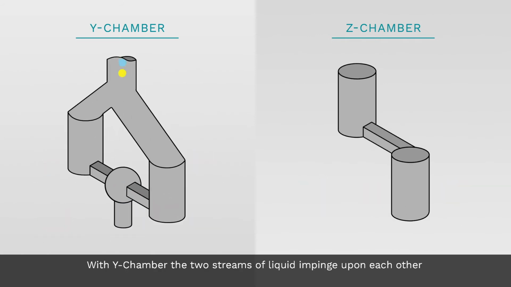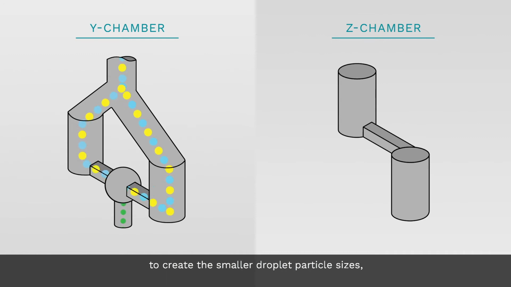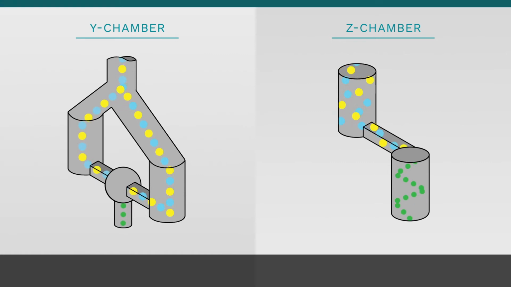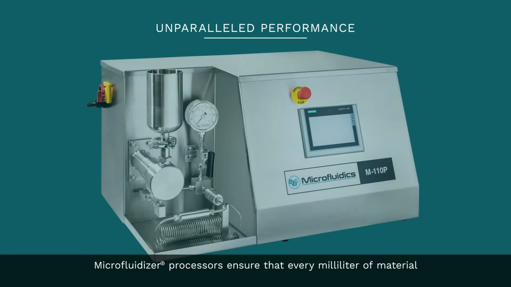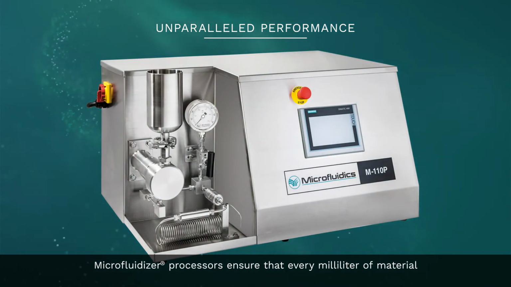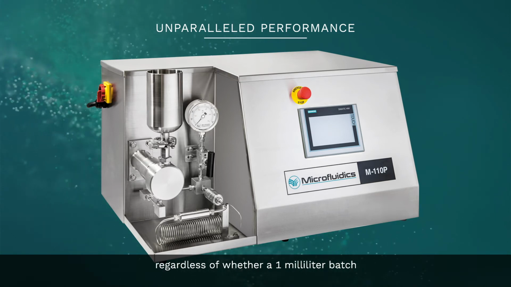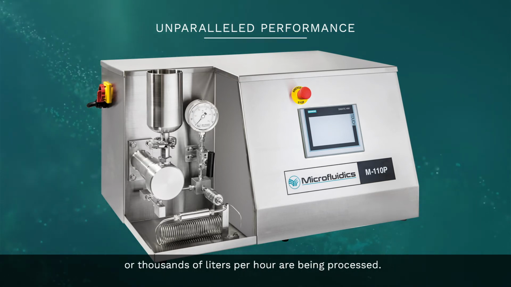With the Y chamber, the two streams of liquid impinge upon each other to create the smaller droplet particle sizes, whereas with the Z chamber, the impact is up against the wall. Microfluidizer processors ensure that every milliliter of material gets the same high shear treatment, regardless of whether a 1 milliliter batch or thousands of liters per hour are being processed.